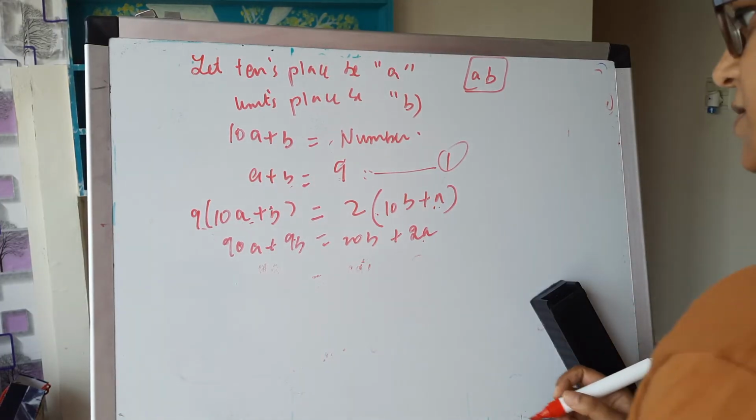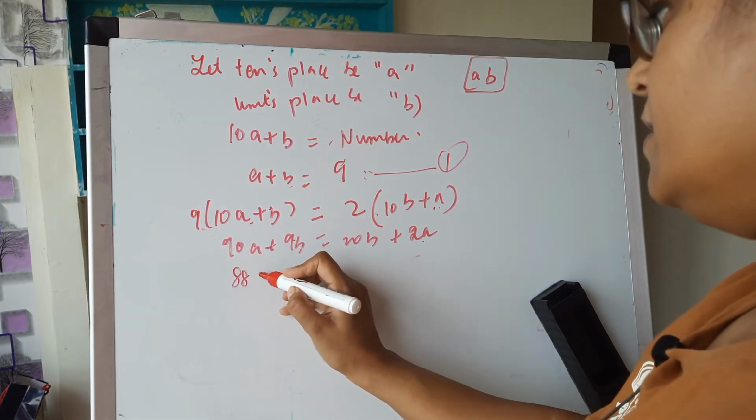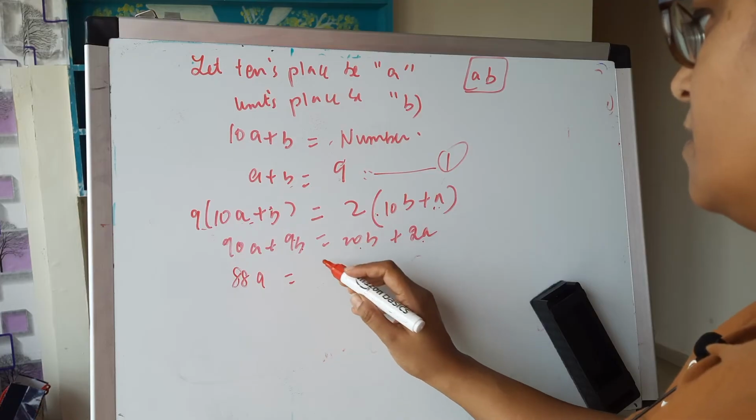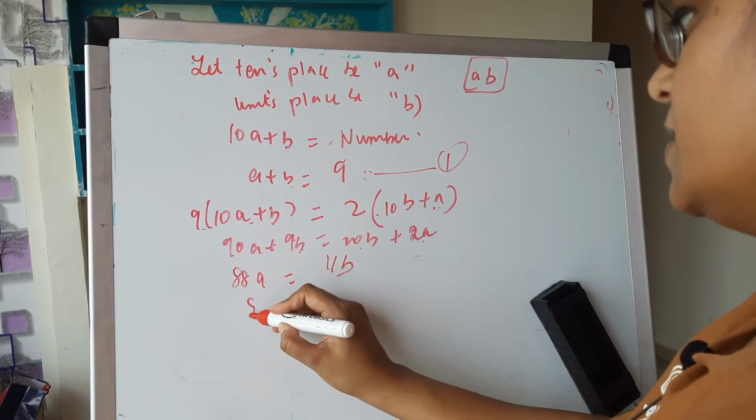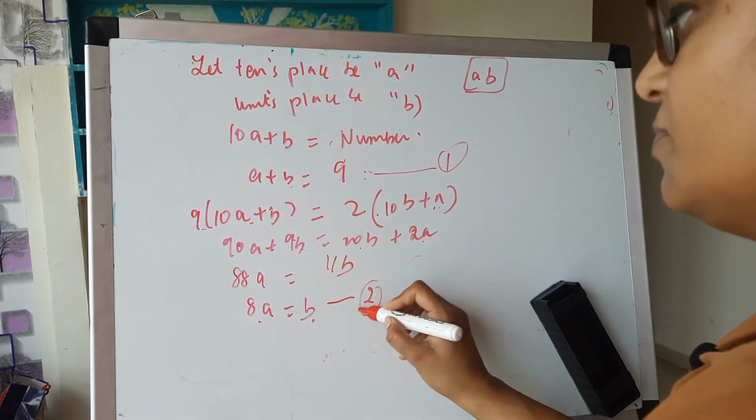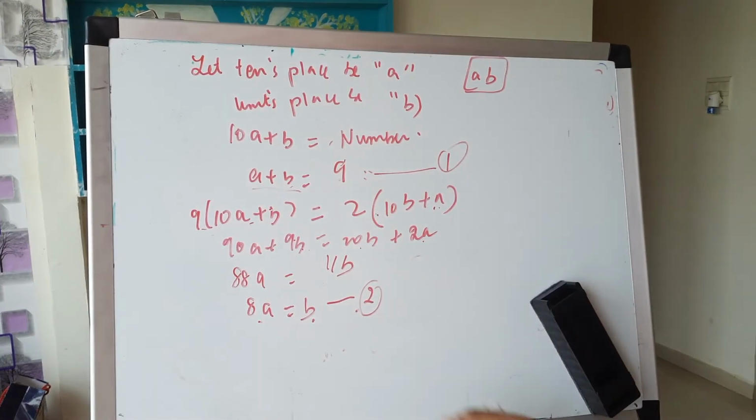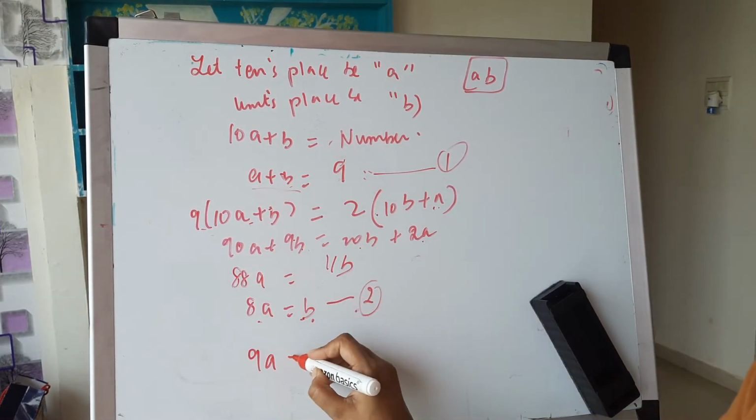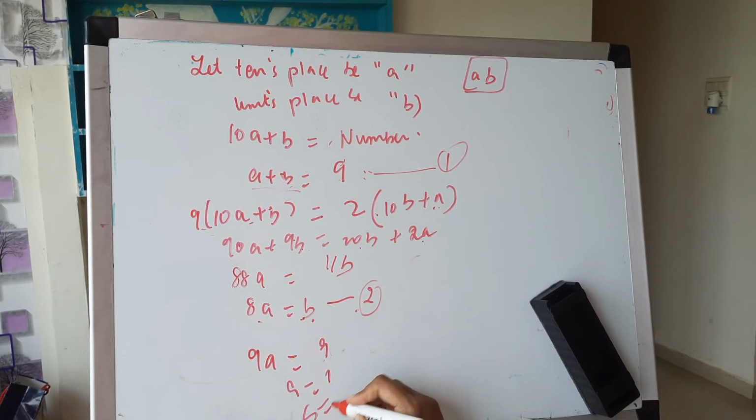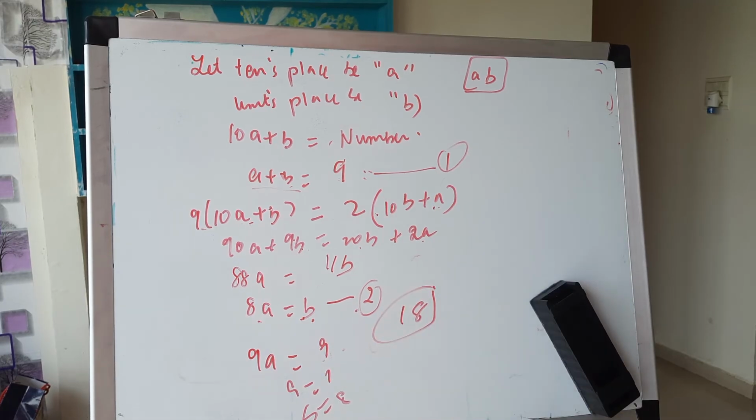So here what does this become? 90A minus 2A is 88A, and this will be 11B. So it is 8A is equal to B. So B is 8A. See, you can simply substitute it here. In elimination, what you have to do is you have to multiply this by minus 1. So substituting this here, it becomes 9A is equal to 9, A equal to 1, B is equal to 8. So the number is 18. That's the answer.